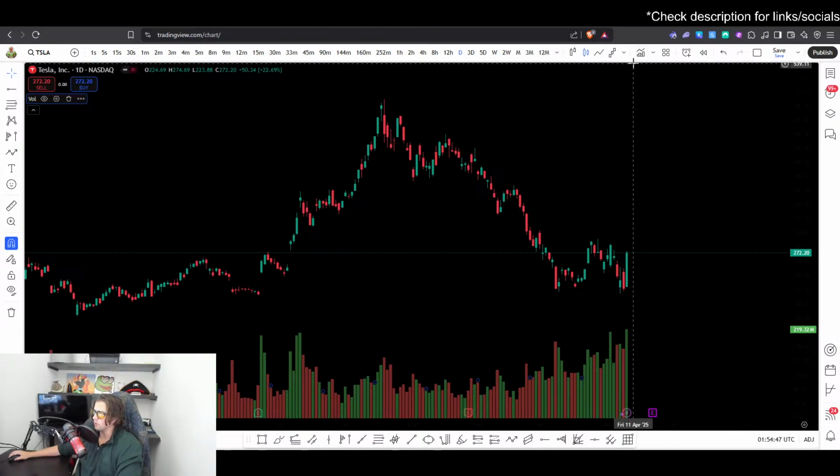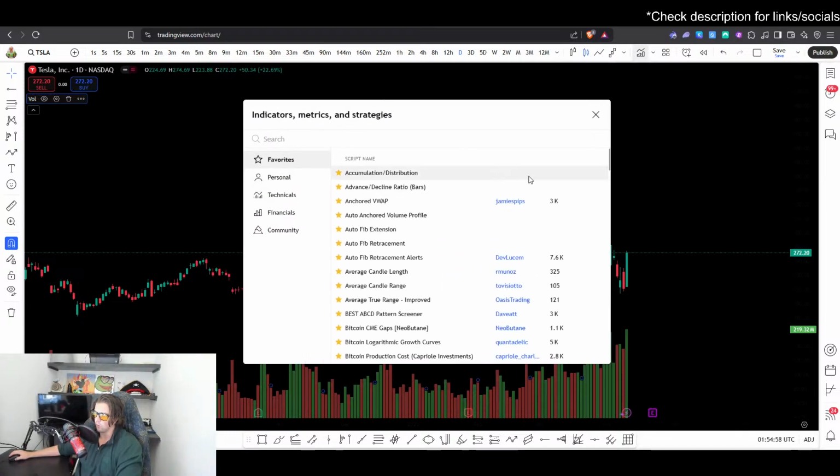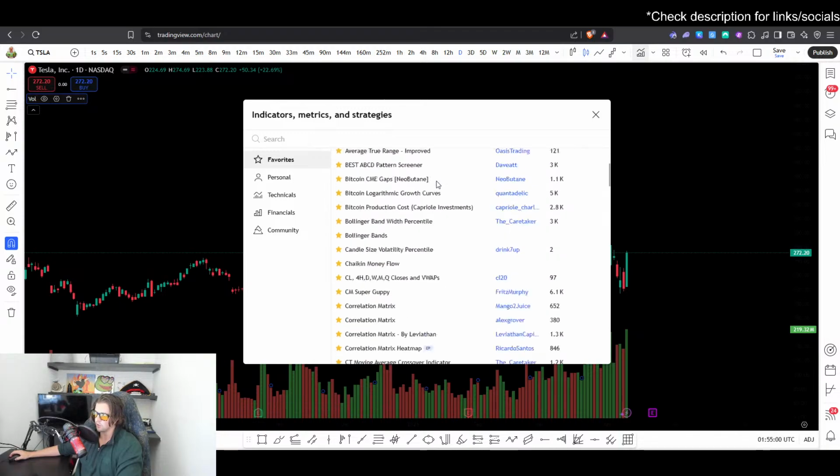As you can come up here, you'll see like an upward sloping histogram or bar chart with the line above it. And if you click on there, you'll come up and you'll have a bunch of indicators. And you know, this could get a little overwhelming, but there's a lot of things that we can come in here and put onto the chart.